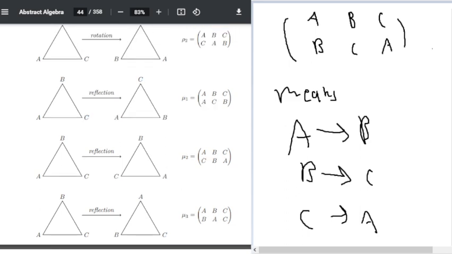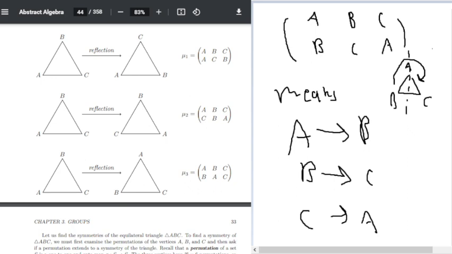Then we have a reflection. ABC is sent to ACB, which keeps A fixed in place, but it reflects around the line through the center of A. So for example, we can draw a line that passes through it, and we just flip the triangle to the other side, to get ABC goes to ACB. The next reflection is a reflection around B, and the final reflection is a reflection around C.